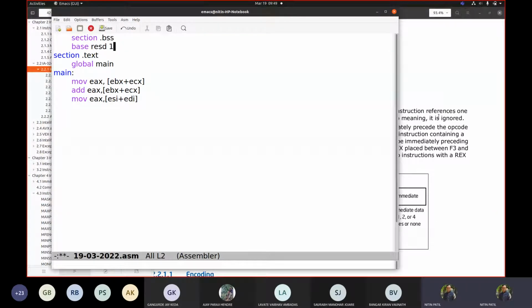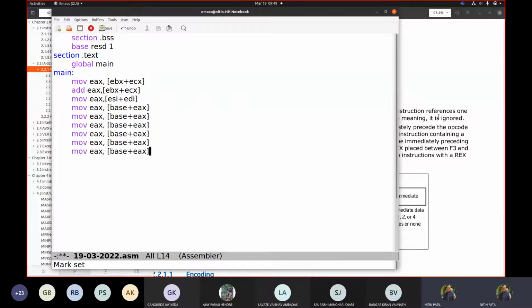BSS base reg D1. Move EX comma base plus EX. ECX, EDX, EBP, ESI, and I am not purposefully taking ESP. Is ESP there? ESP is not there. Fine, let us see now what it displays.